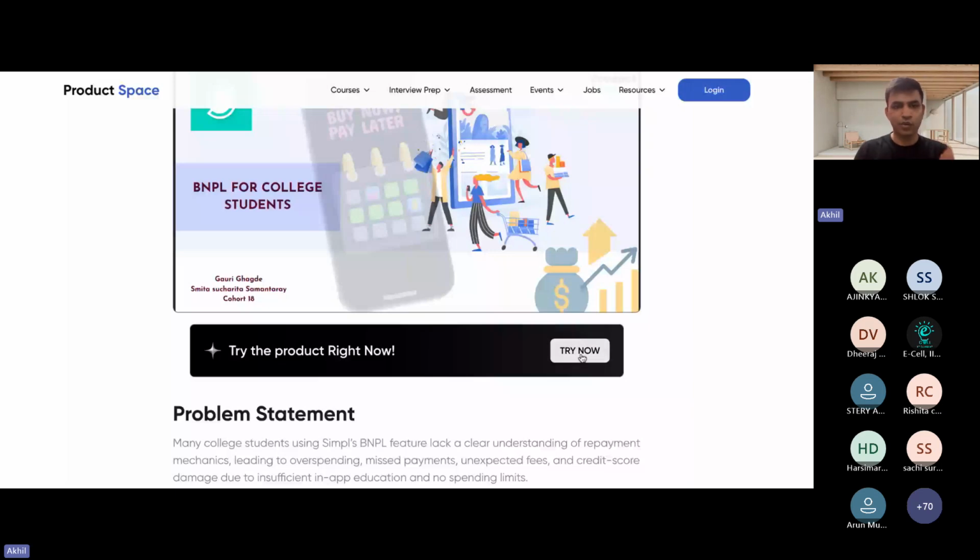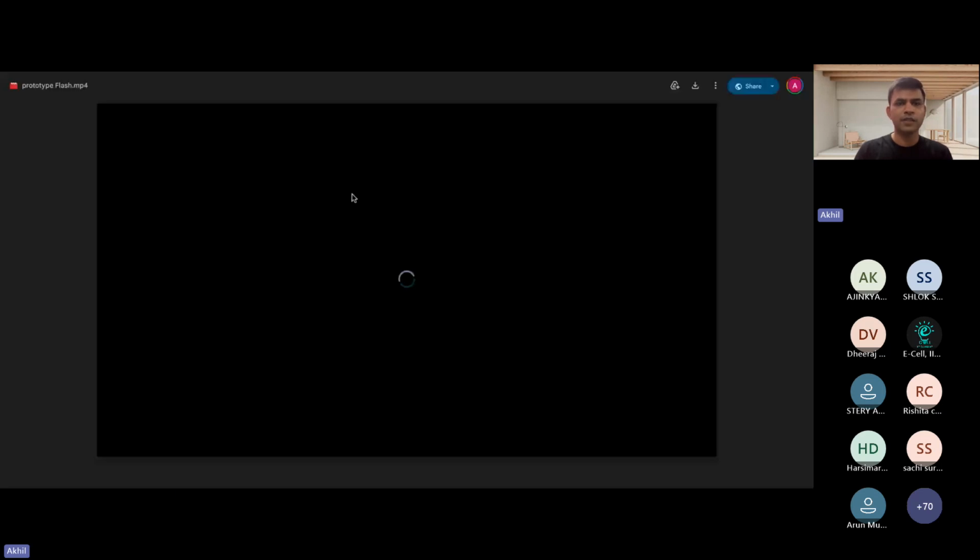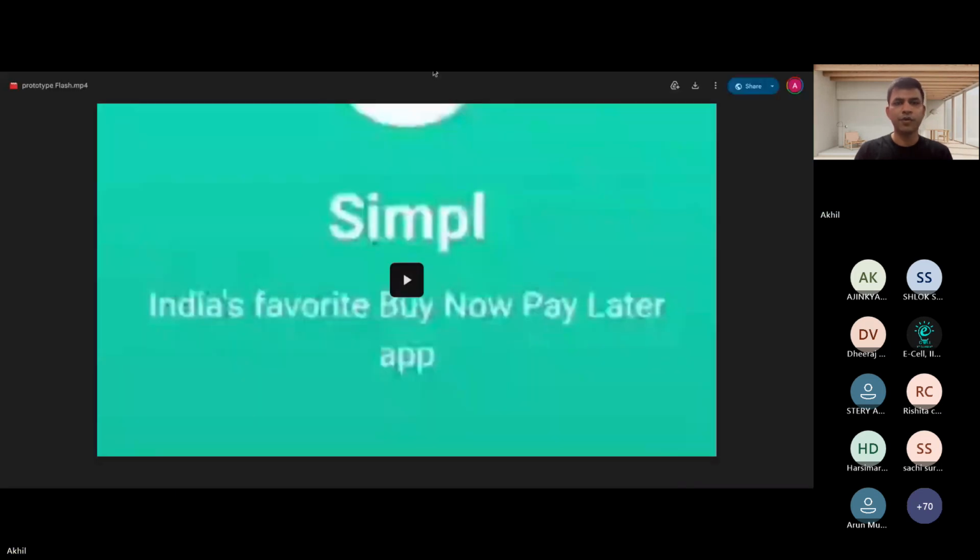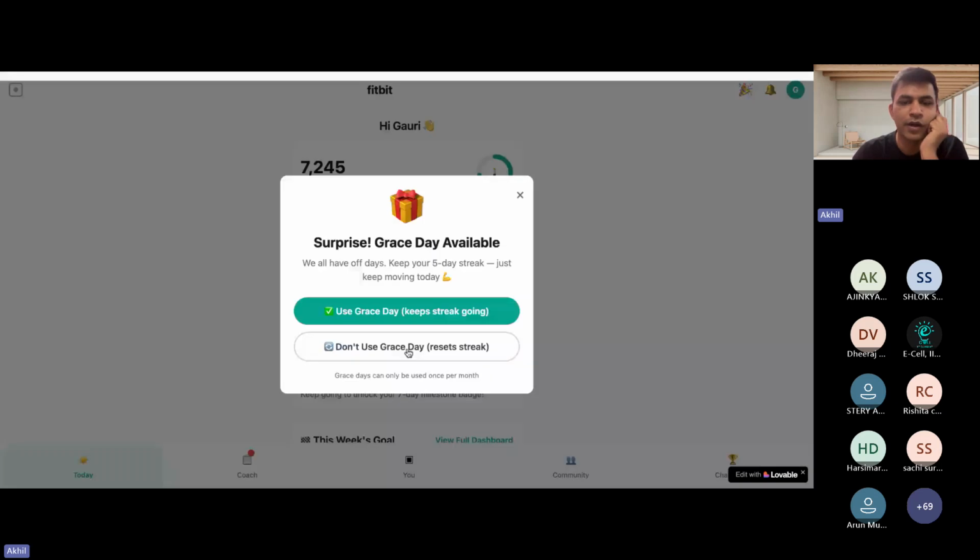Let's look into what Smita has built. Okay, this was a video prototype, here I think she has just added a video. I'll have to look for a different product to showcase what they built. Okay, one second. Yeah, I think this is it. So they've built probably a Fitbit application. Look into this, this is a fully functional application.